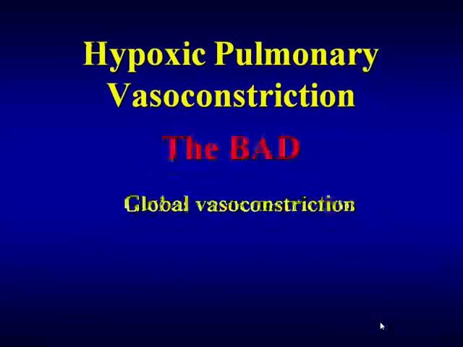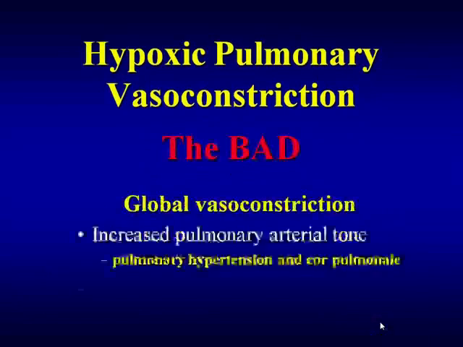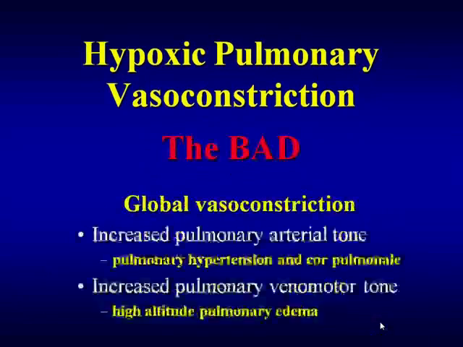But it also can be bad because you have global hypoxia, as occurs in asthmatics, for example. You'll get massive vasoconstriction and pulmonary hypertension. And this also is the primary cause of high altitude pulmonary edema seen in mountain climbers.